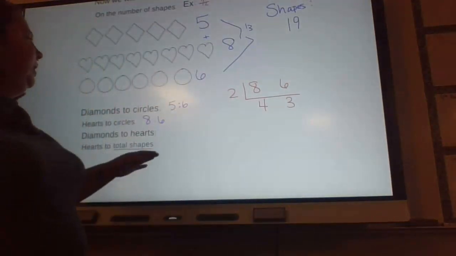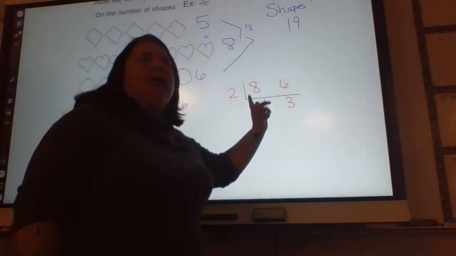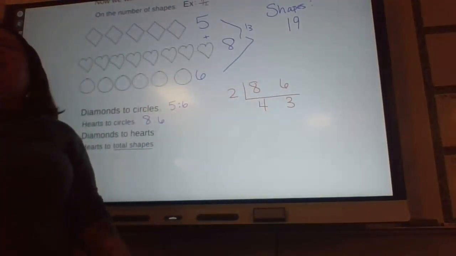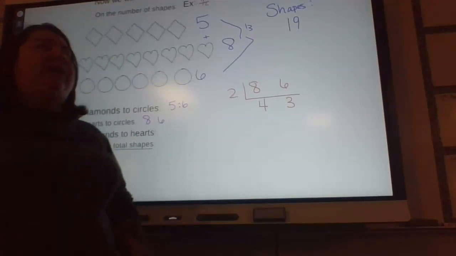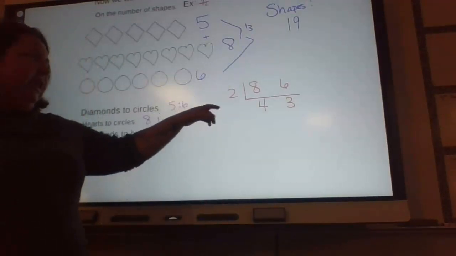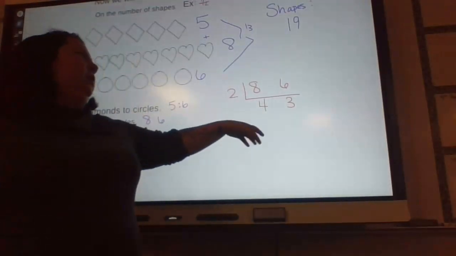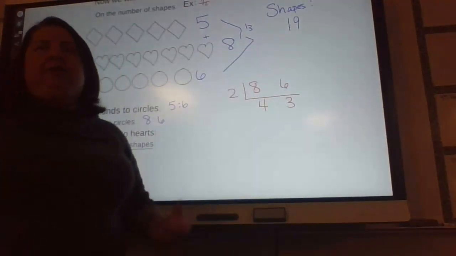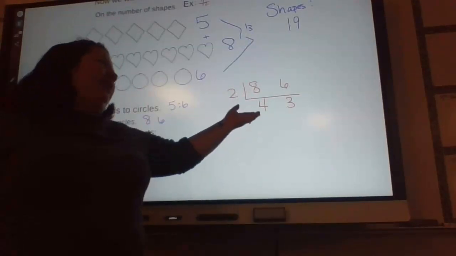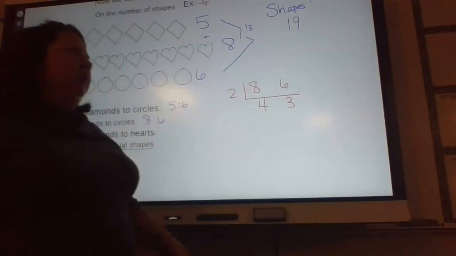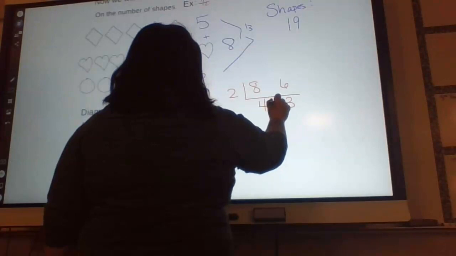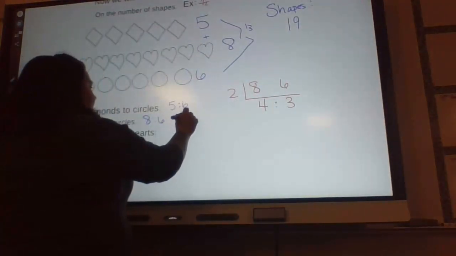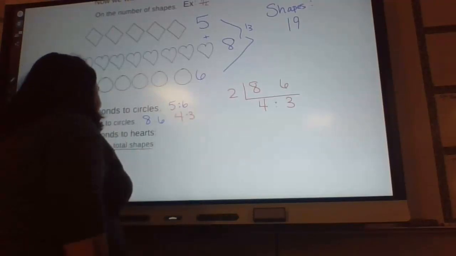Now, again, when they're 1 apart like this, I know that I can't take that any further. But if I needed to, if I'm having trouble with that, I could say, are these both divisible by 2? Well, 4 is, but 3 is not. Okay, are they both divisible by 3? Well, I can't divide 4 by 3. So this is my final answer. So my ratio of hearts to circles is 4/3.